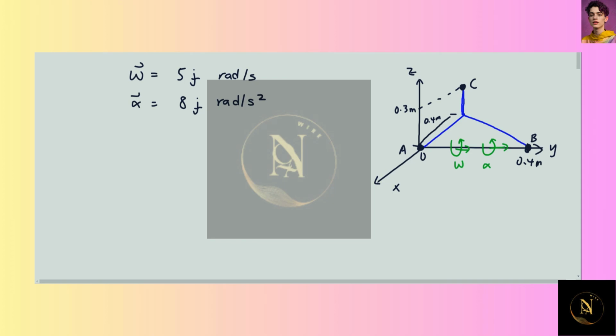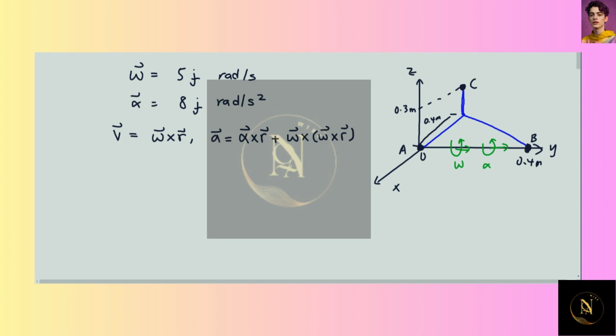We are supposed to use some equations, such as v equals omega cross r, and then we also have acceleration equal to alpha cross r plus omega cross v. We want to use these two equations to determine the magnitudes of velocity and acceleration of point C.